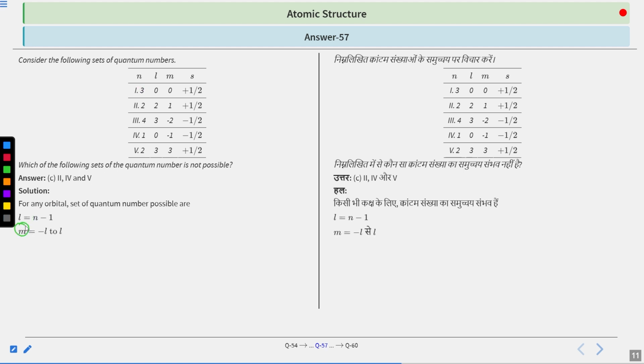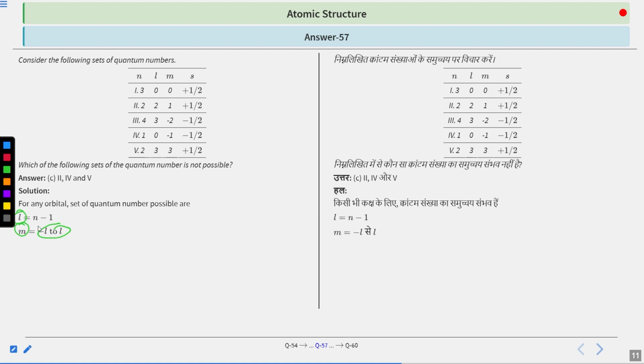Similarly, for a given l, 2l plus 1 values of m are possible, which go from minus l to plus l. Suppose I am taking the first shell. The value of n is 1, so there will be only one value of l, that is 0, because it goes from 0 to n minus 1, which is 0 only.